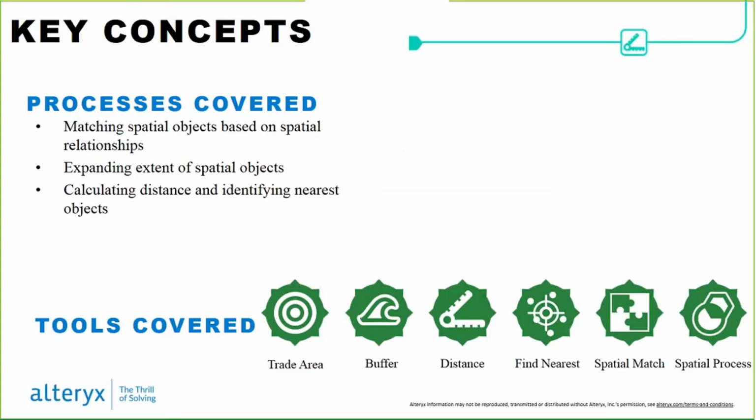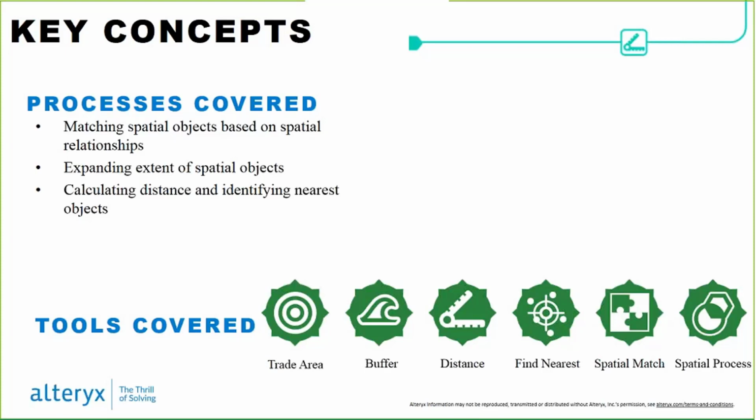Some of these may seem a little familiar for those of you who are already somewhat versed in spatial analyses, but I'm hoping that you'll pick up something new from some of these processes. What we're really going to be focusing on today is taking some of these very common processes, like matching spatial objects based on spatial relationships, expanding or contracting the extent of spatial objects, and also the really basic one that people want to do with spatial analyses. What is it all about? It's about calculating distance.